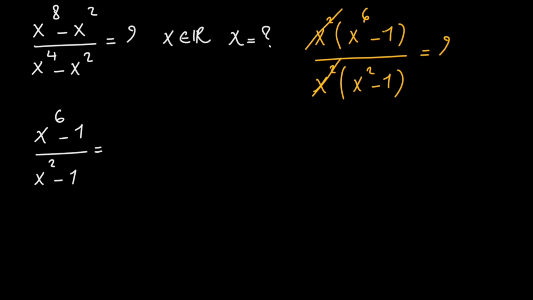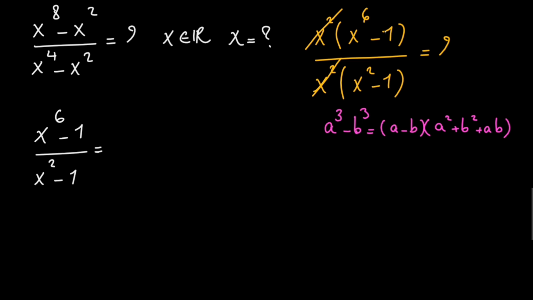So before I write this, I want to show you a really nice point. For example, if you have a cube minus b cube, you can write it as a minus b times a squared plus b squared plus a b. That's a really nice point.